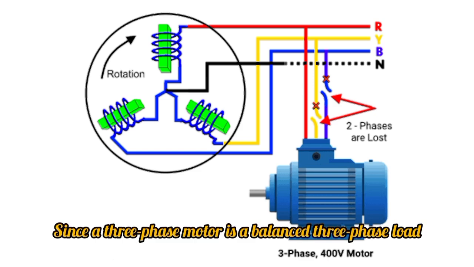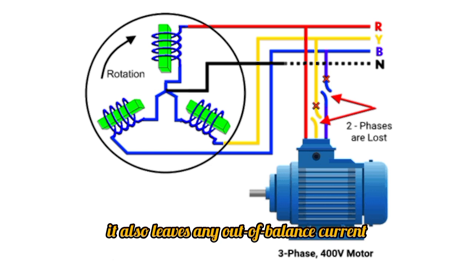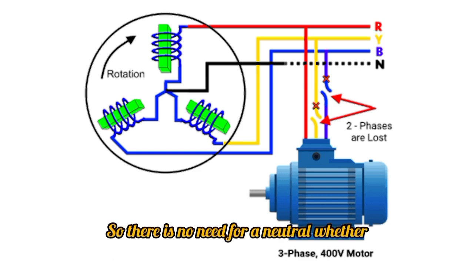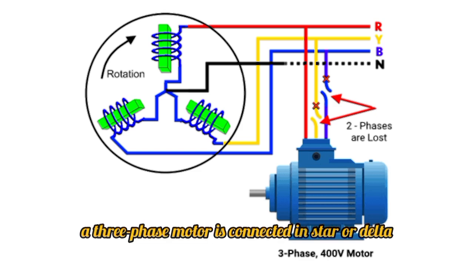Since a three-phase motor is a balanced three-phase load, it also leaves no out-of-balance current and does not need a neutral connection. So there is no need for a neutral, whether a three-phase motor is connected in star or delta.